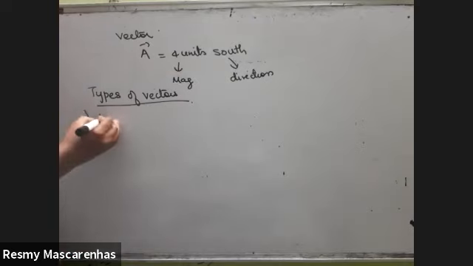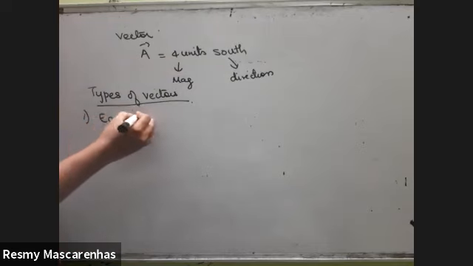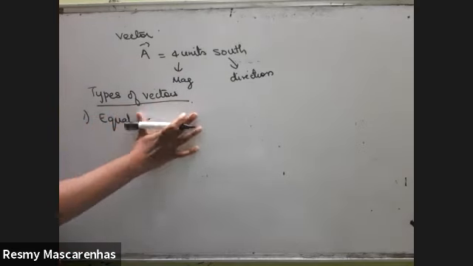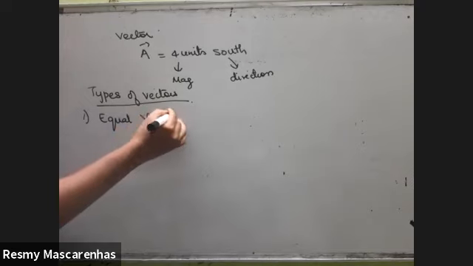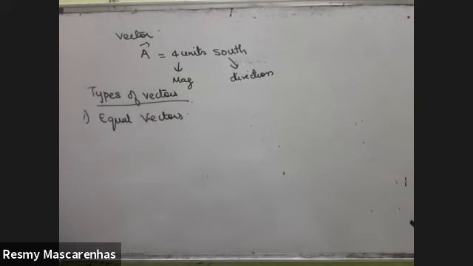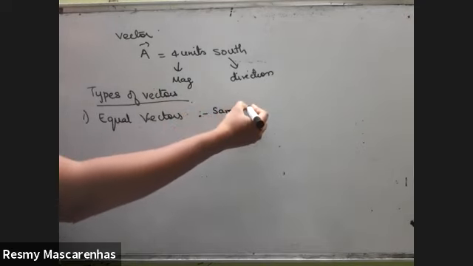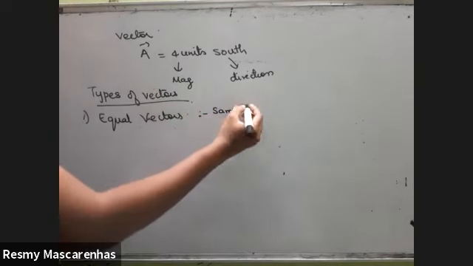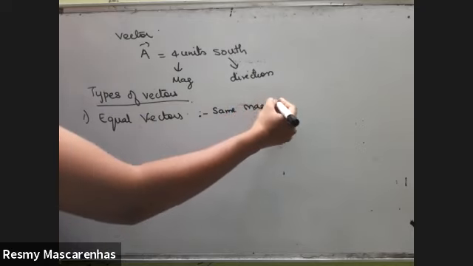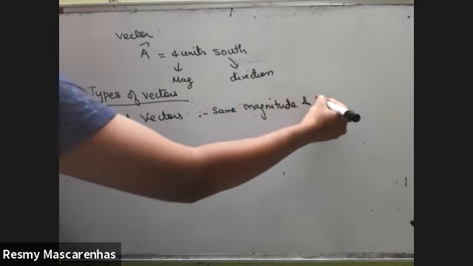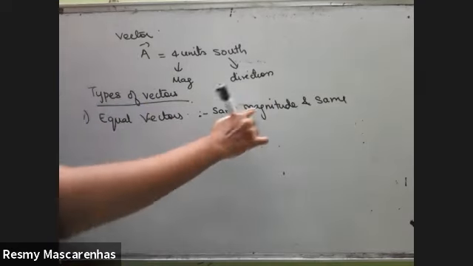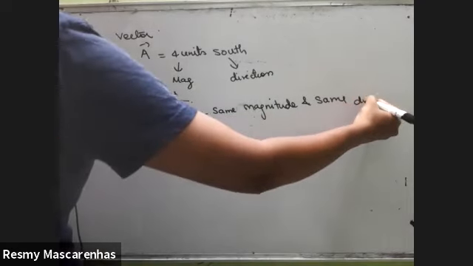First one is equal vectors. Two vectors are said to be equal when they have same value, same magnitude, and same direction. Both are important. Same magnitude should be there, and same direction should also be there.